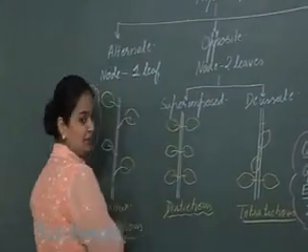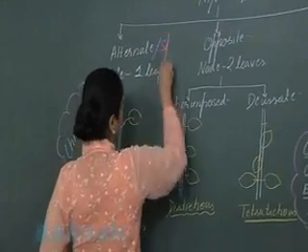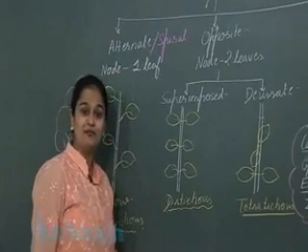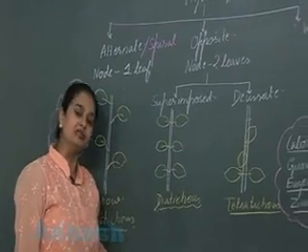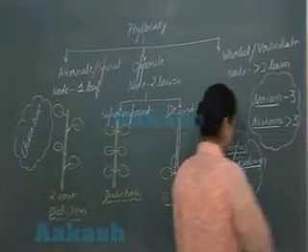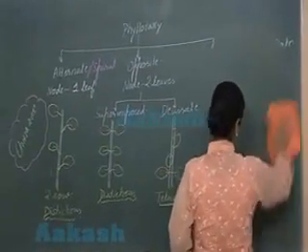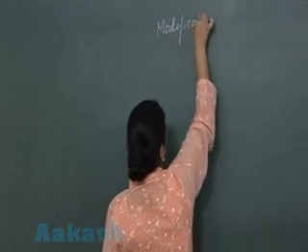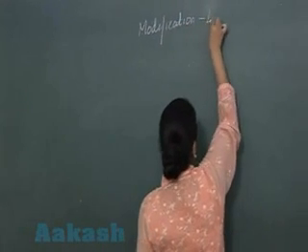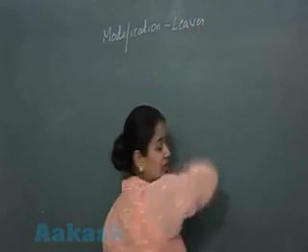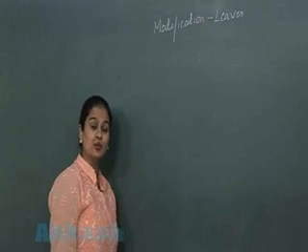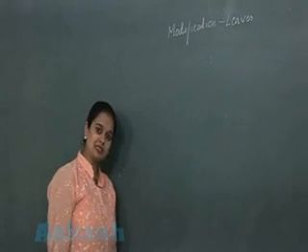Now, the alternate type of arrangement is also known as spiral phyllotaxy. So after dealing with phyllotaxy, now I will be discussing the modification of leaves. So first of all, let's discuss the modification of the leaf base. What is another name for the leaf base? That is hypopodium.